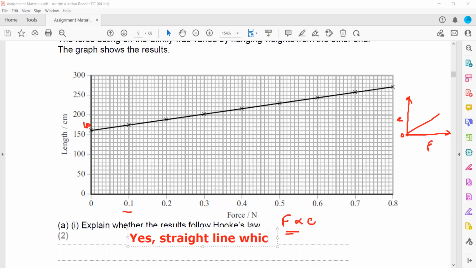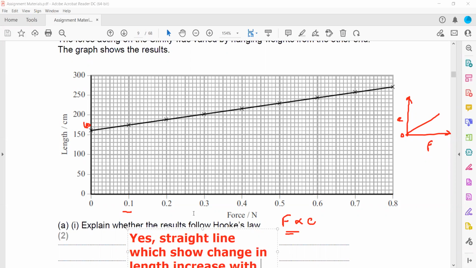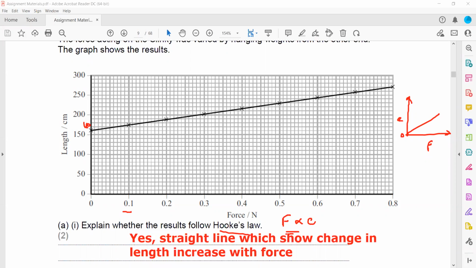which shows the change in the length increases with the force. So when the force is increasing, the change in length is also increasing. But what if it was a curve? Like the same graph between length and force, but it was a curve. In that case, we will not say that it obeys Hooke's law. Why? Because when we are increasing the force, the change in length is not the same for every increase in the force.